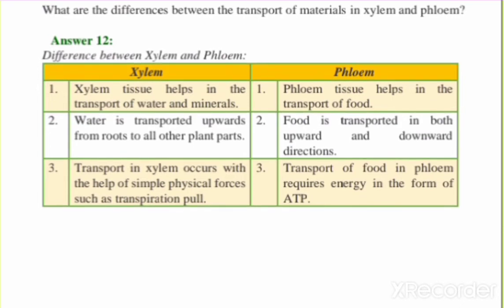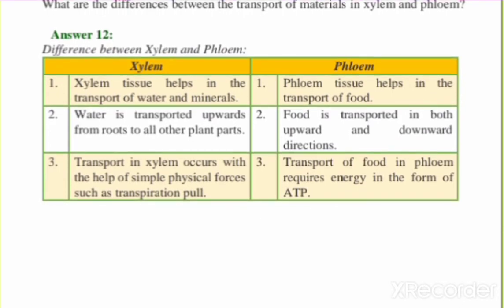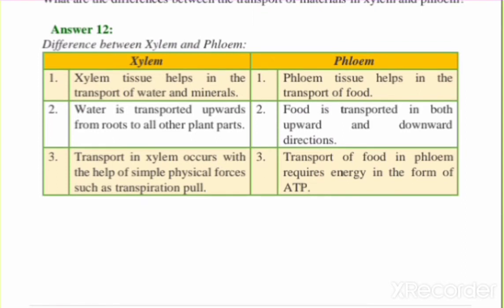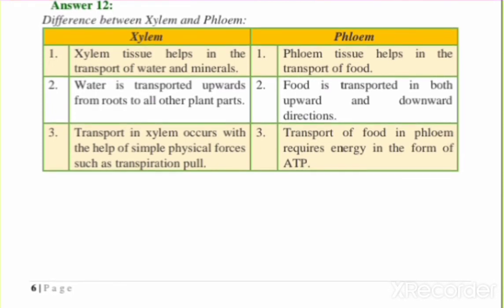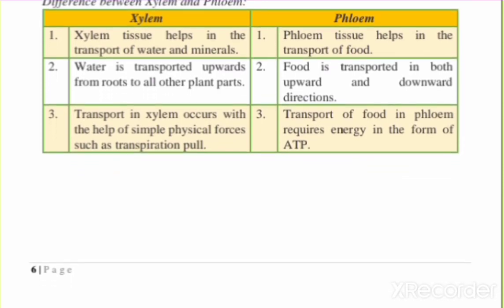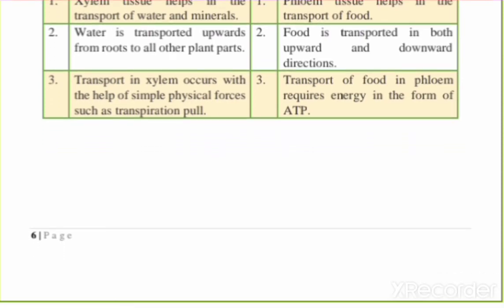Okay, so water is transported in the upward direction from root to all the parts of the plant, and food is transported in both directions, upward also and downward also, means on the side of leaf also, on the side of root also. Transportation in xylem occurs with the help of simple physical force such as transpiration, only when the water has gone from root to leaves of the plant. Transportation of food in phloem requires energy in the form of ATP. It requires energy because if energy is not received, plants have no capability of transporting food from one part to another part.